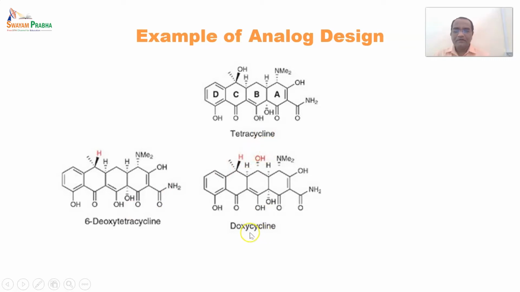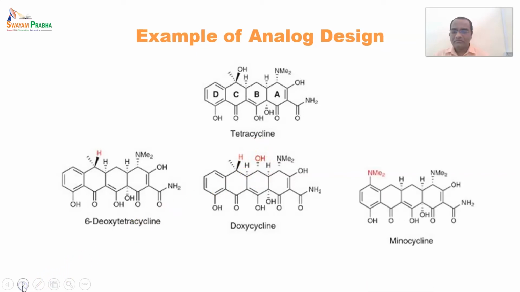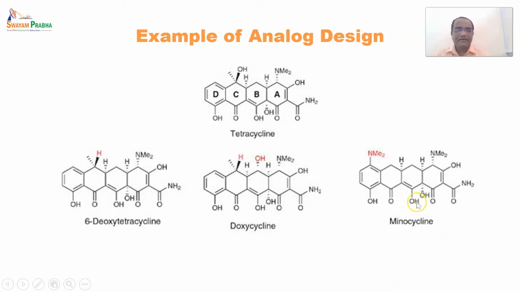After that, doxycycline, where this OH has been replaced by H, and it has one more OH. And after that, minocycline. Here you can see the removal of this OH and CH3, and instead of that it has been substituted by N-dimethyl. So from this example of tetracycline you can understand that tetracycline is a basic lead moiety, and a little bit of modification has been done.